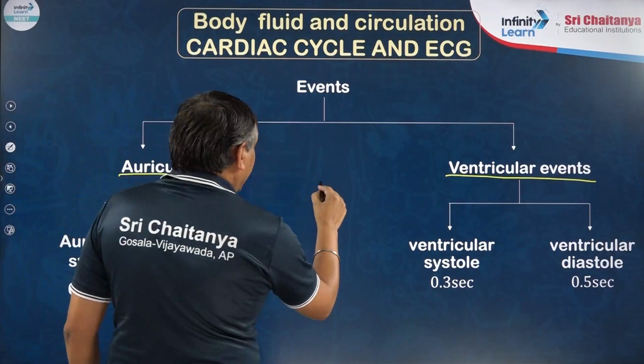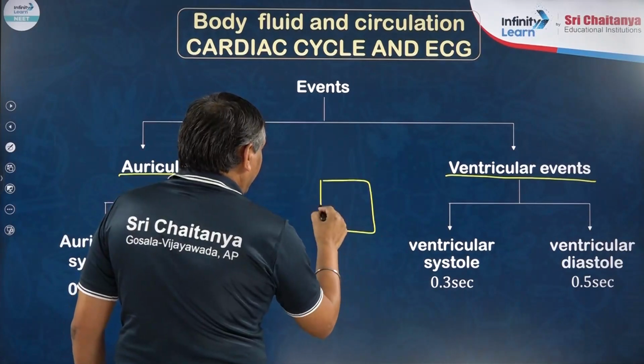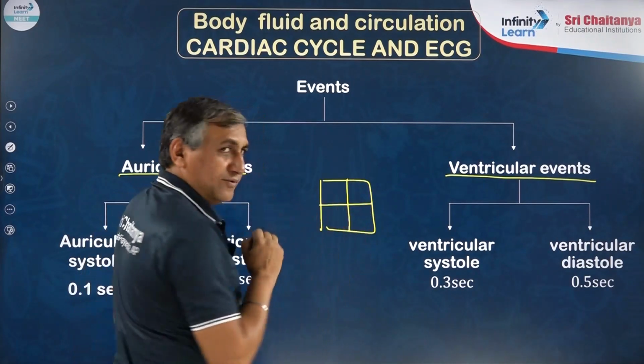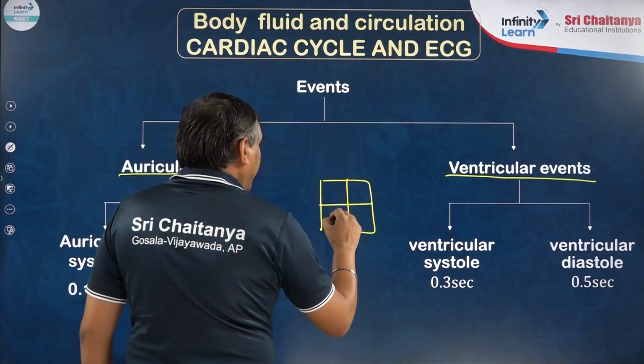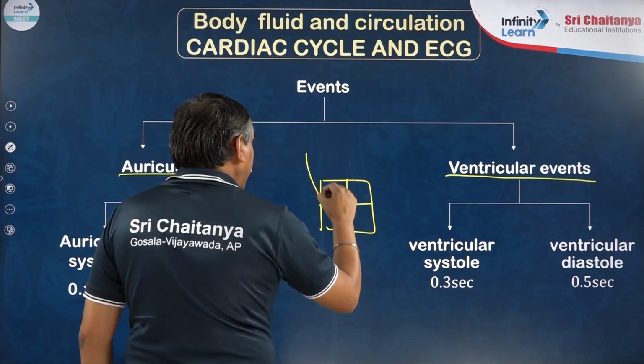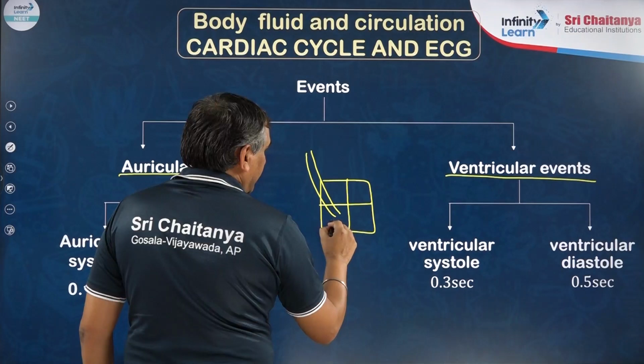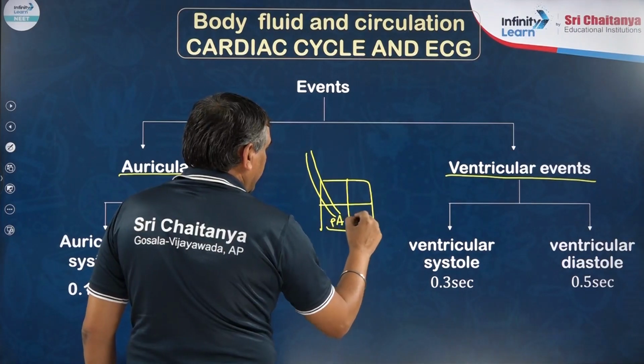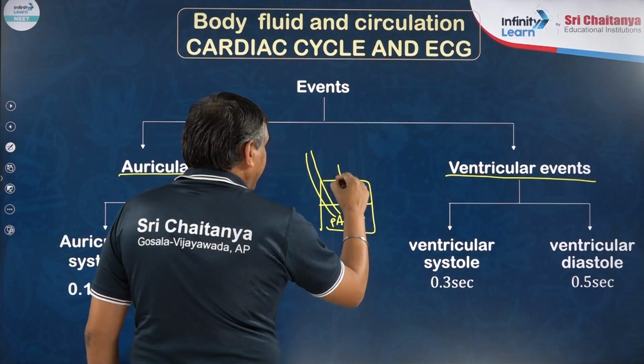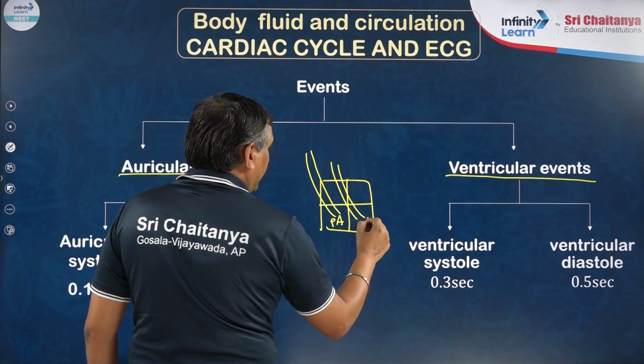So, see towards the board. This is our four-chambered heart. Last time I said the four-chambered heart is there. This is the right ventricle. It will send the blood to the pulmonary aorta, and the left ventricle will send the blood to the systemic aorta.